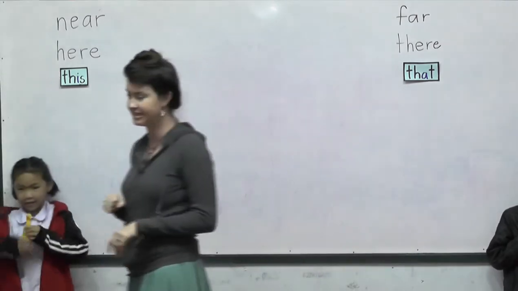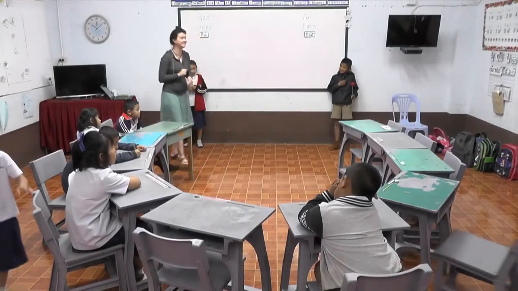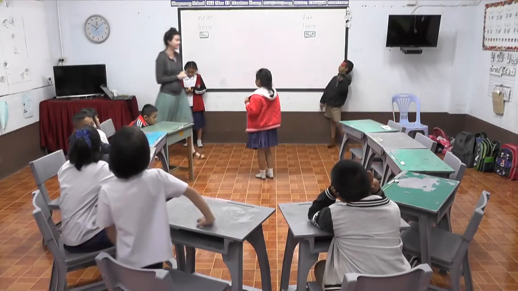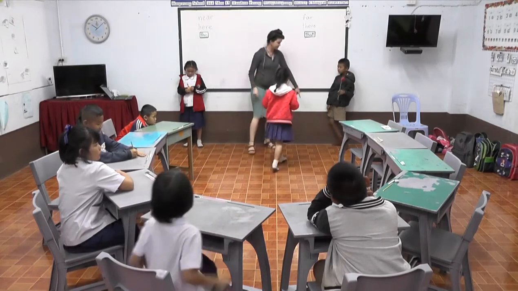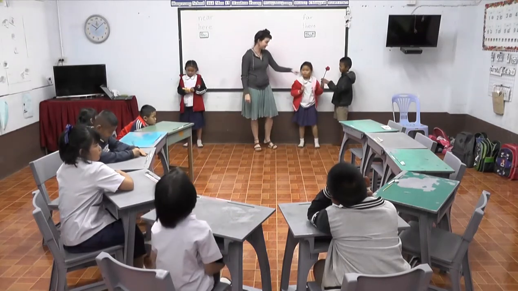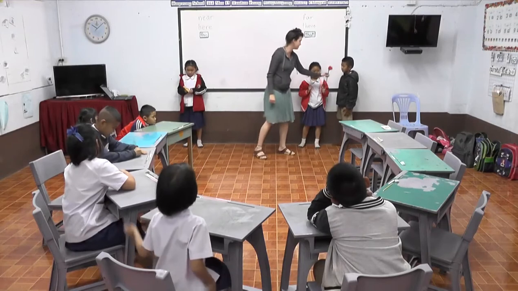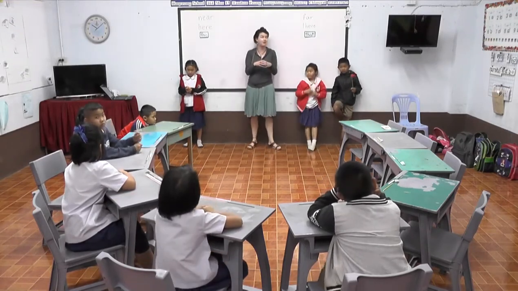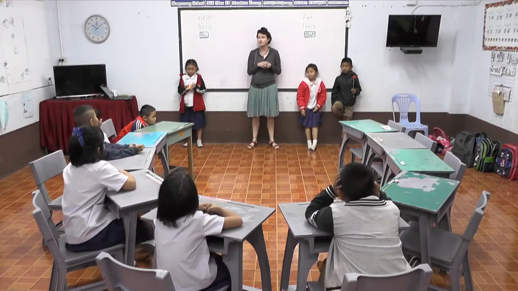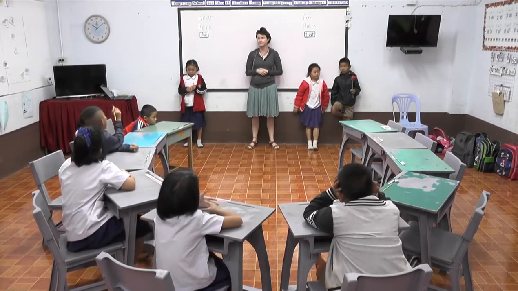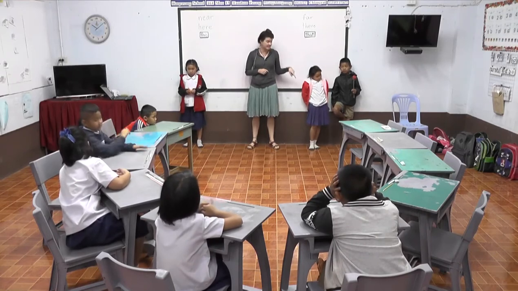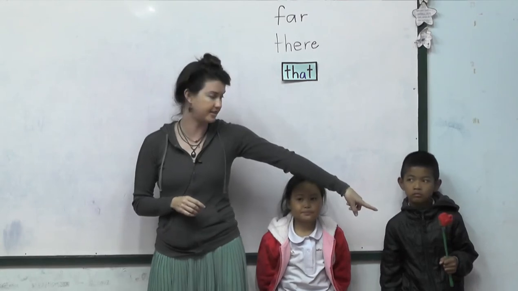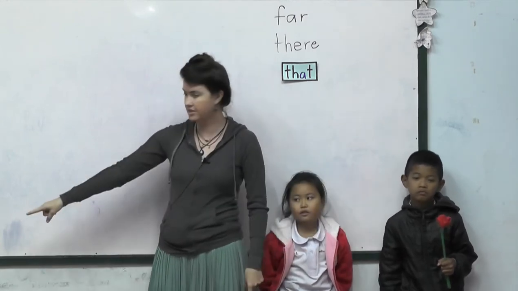Pen, come on up here. Okay, stand over here. You can hold the flower. Okay, that flower is near. Do we say this or that? This. If it's near, we say this. This flower. What about the chicken?